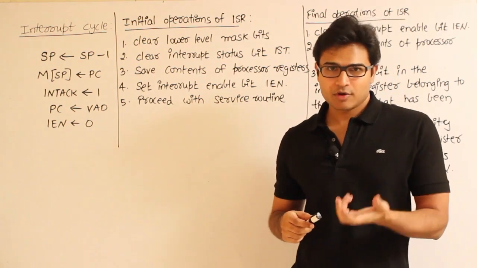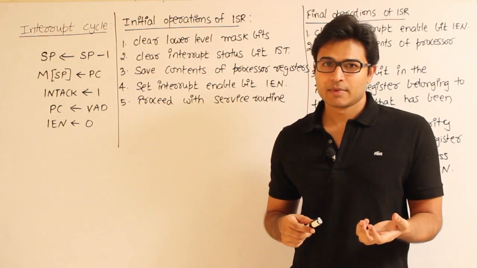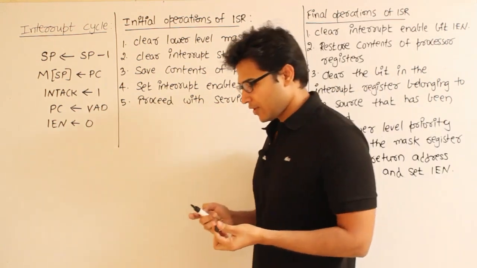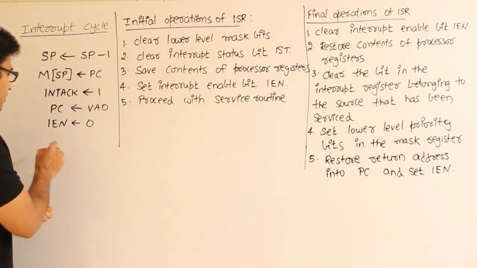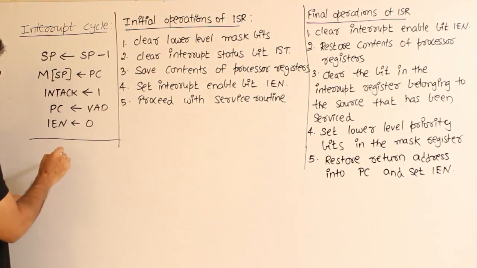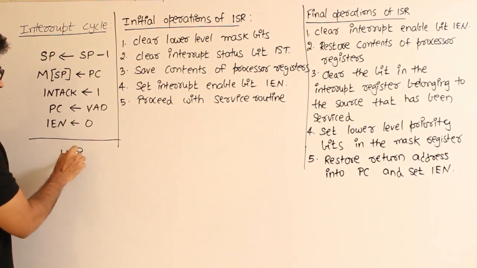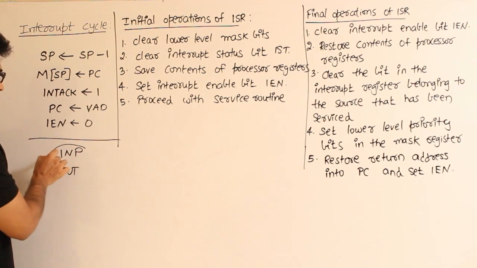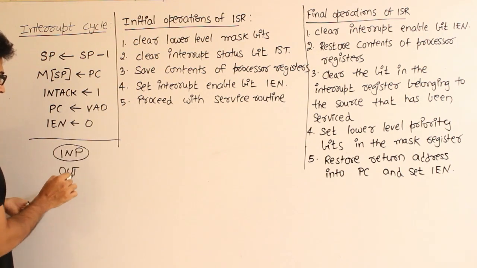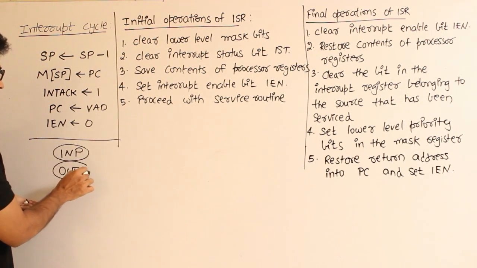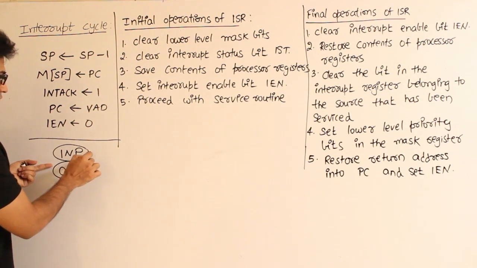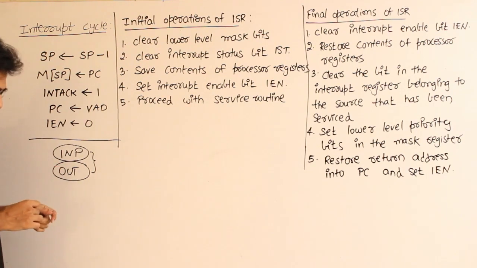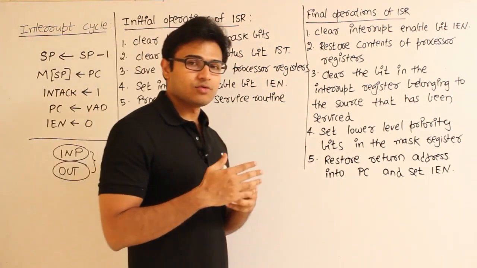So the heart of the problem is you have to solve this problem by executing either INP or OUT. We have already seen these two instructions when we were discussing the design. So the heart of the problem is you have to execute INP or OUT, right? This means that you have to read the input from the input device or you have to send the output to the output device. Now, in order to do these things, when we are looking at this interrupt system, we have to do many other things.